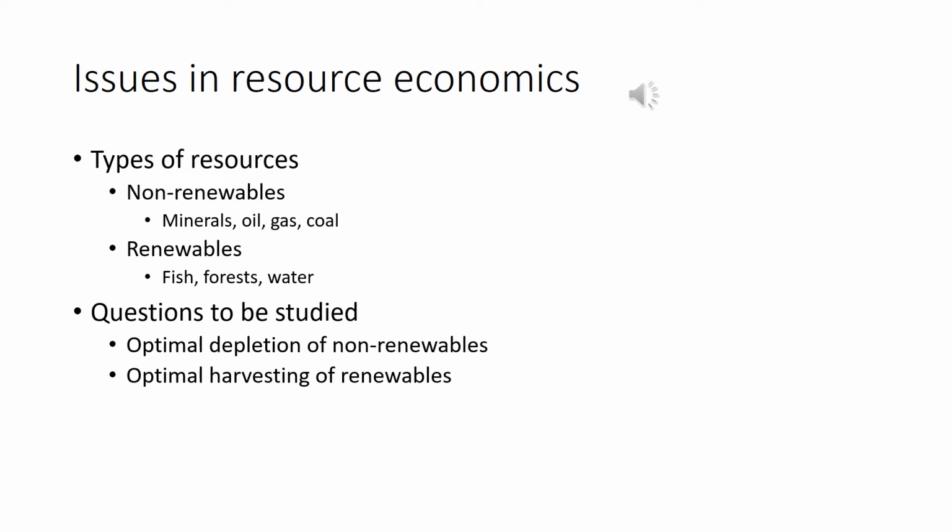What we want to do is plan for more people coming to the face of this earth. Optimal depletion of non-renewables: don't overuse them. Optimal harvesting of renewables. In other words, don't harvest all the fish, just enough to feed us all.